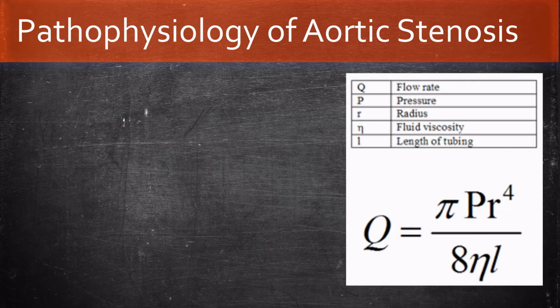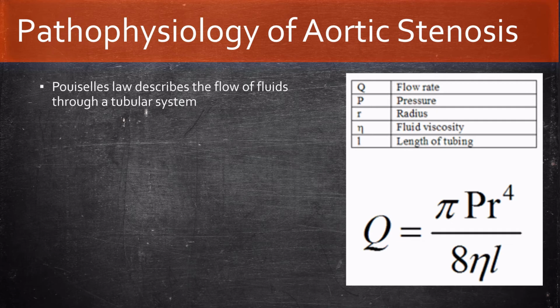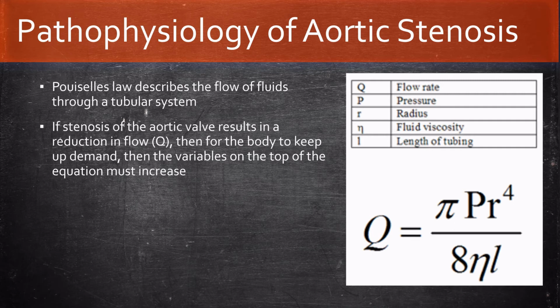Now let's step back a bit to physiology just briefly. Poiseuille's law describes flow of fluids through a tubular system. In our case, we can use the arteries as this tubular system, and Q in this equation means flow. Okay, aortic stenosis means that flow is reduced.